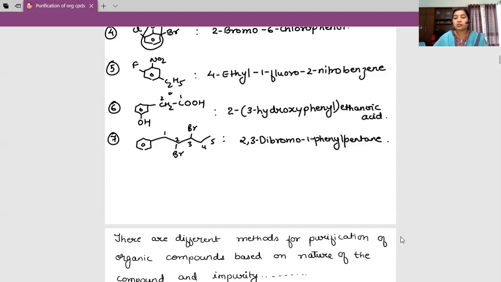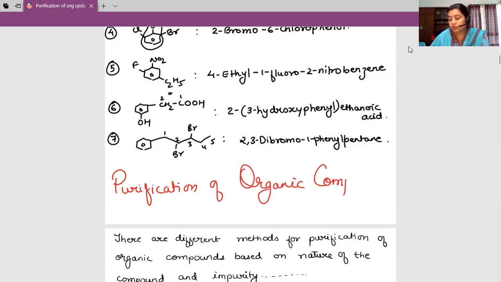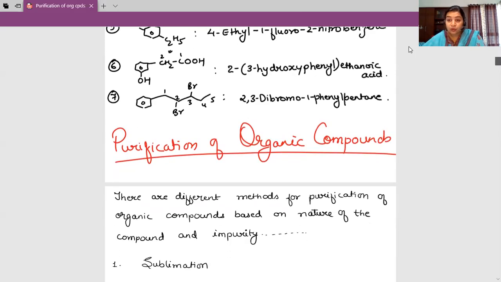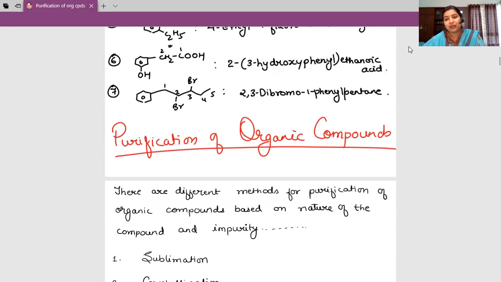That brings us to the closure of IUPAC nomenclature, as concise and to the point as we can discuss in our current scenario. Now we are starting a very important topic called purification of organic compounds. Some of you might be puzzled: what do I have to do with purification of organic compounds? Why should I read it? Already so many reactions were there. Now they are adding purification also, and not only in the theory; in fact, they are asking questions on it.